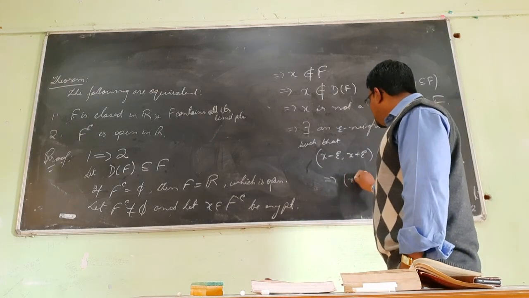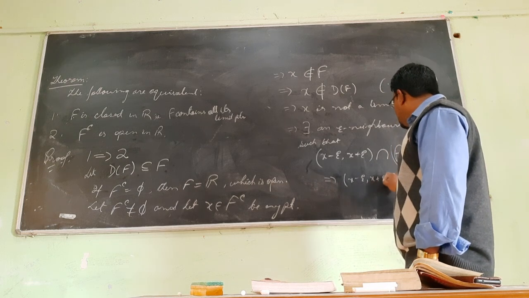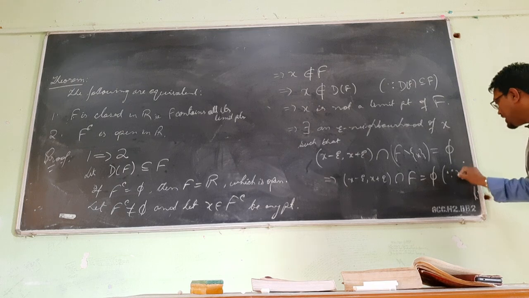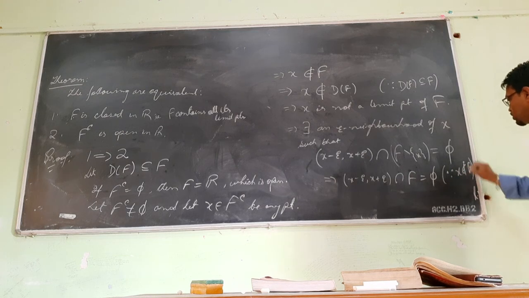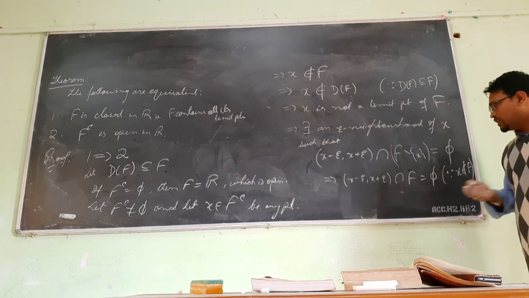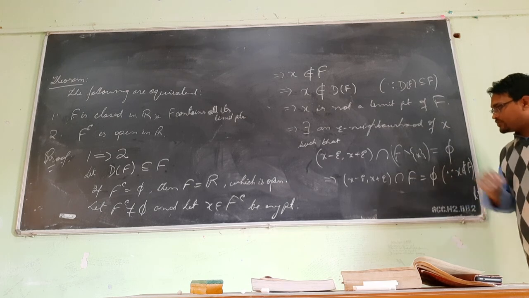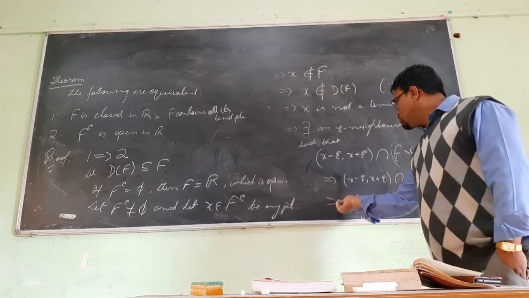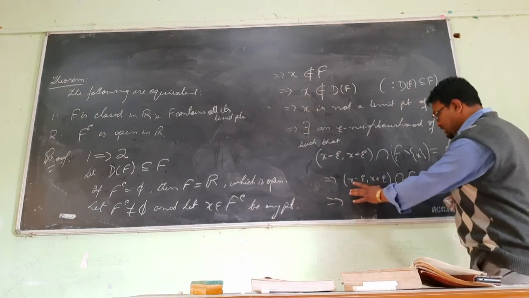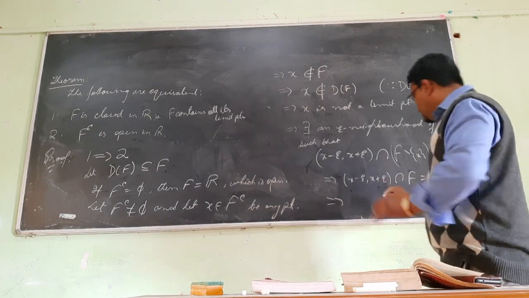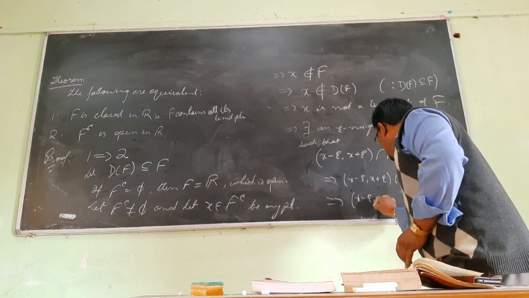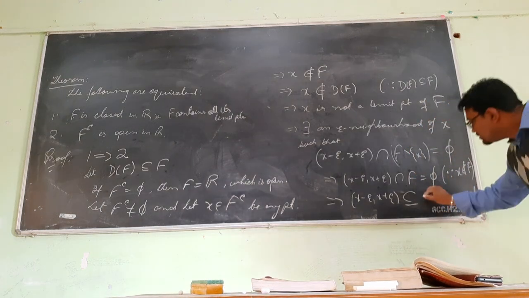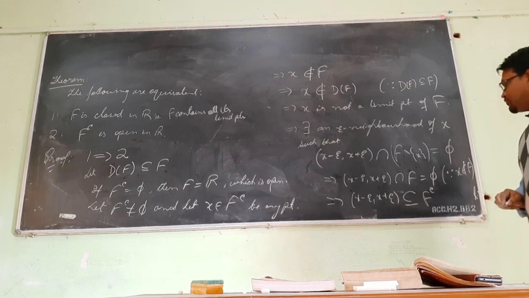So this implies X minus epsilon to X plus epsilon, this intersection with F is phi, since X doesn't belong to F. Removing X from F is equivalent to removing nothing from F. So this intersection with F is phi. So if this intersection with this is phi, what can you say? This X minus epsilon to X plus epsilon will be a subset of what? This will be a subset of F complement.